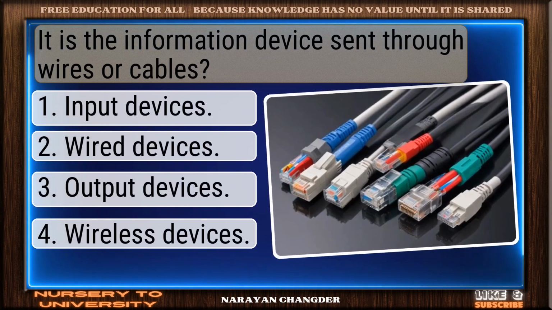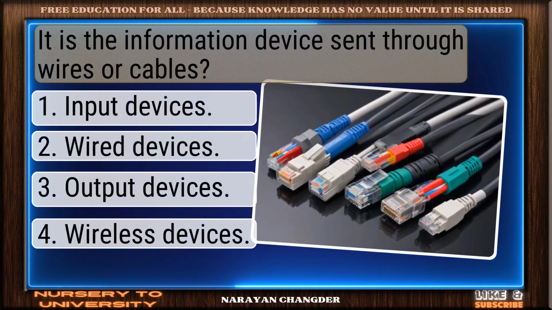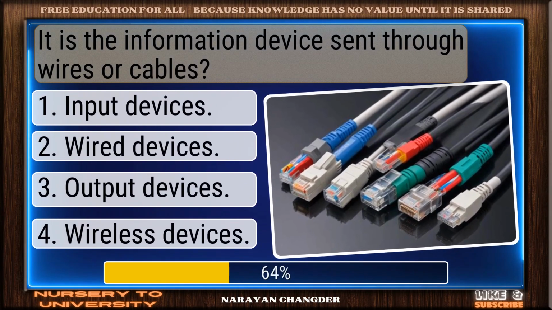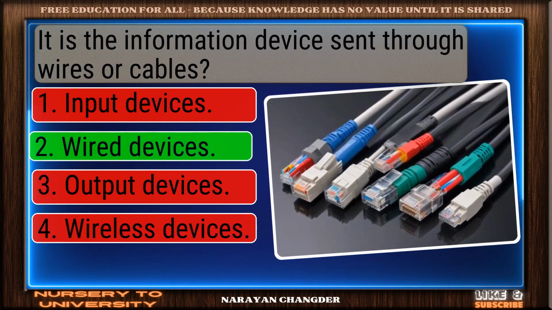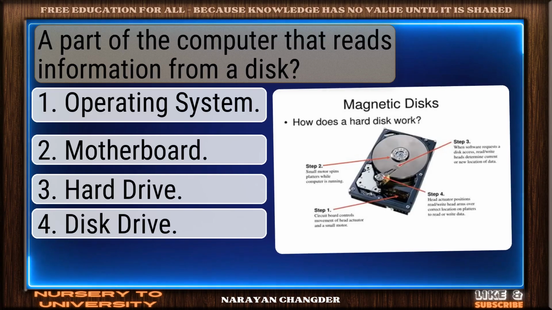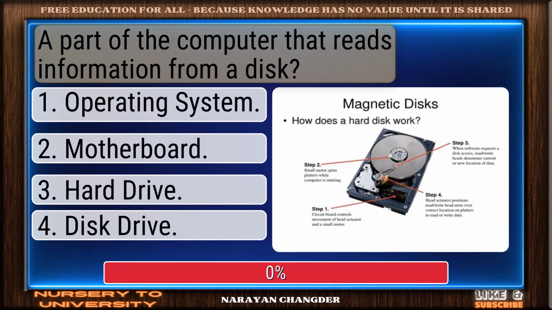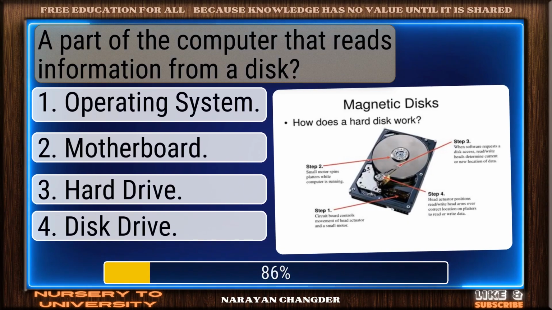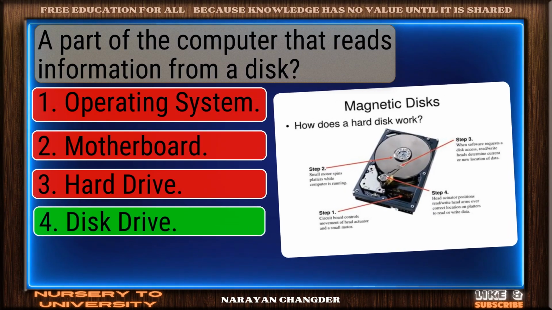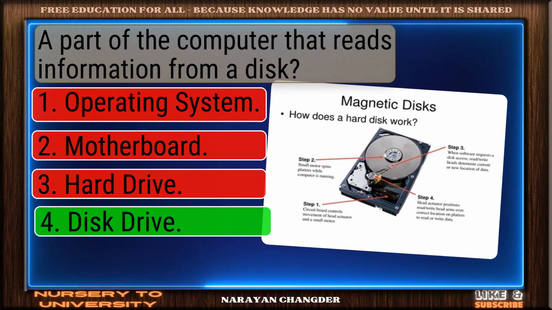It is the information sent through wires or cables. Well reasoned. Wired devices is correct. A part of the computer that reads information from a disk. Nice selection. Disk drive is correct.